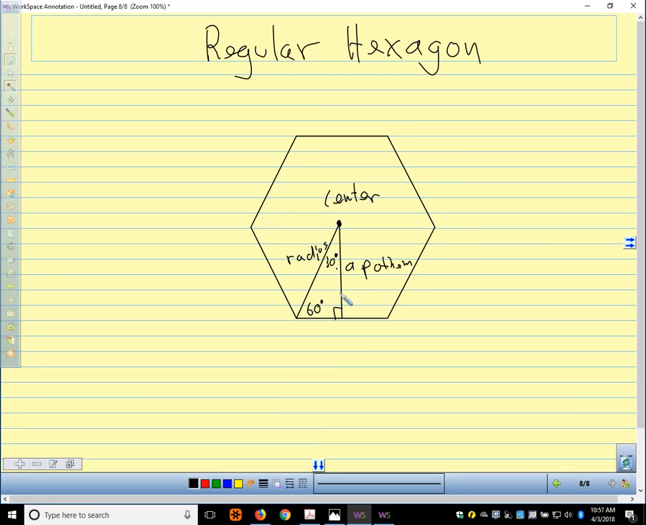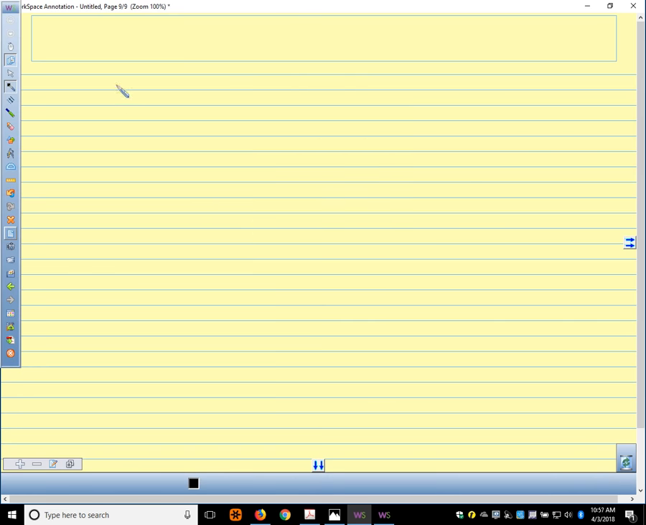And we can use these 30, 60, 90 triangles, and this is half a side, to find missing pieces. We might need to use it to find the apothem. We might need to use it to find the side. We might need to use it to find the radius. Depending on the problem, we use these pieces of information to find other pieces of information. All right, questions there? Okay, I just want to do a couple of examples using these special right triangles to solve problems.